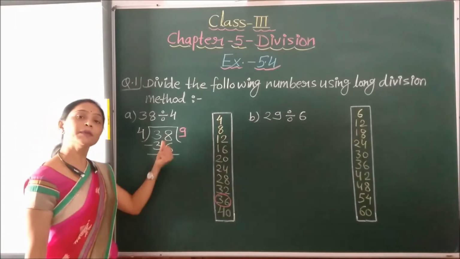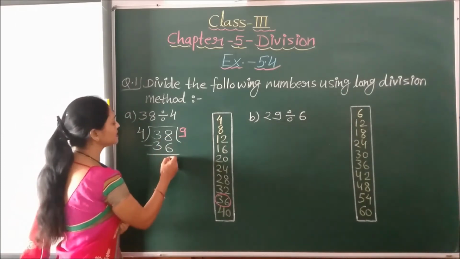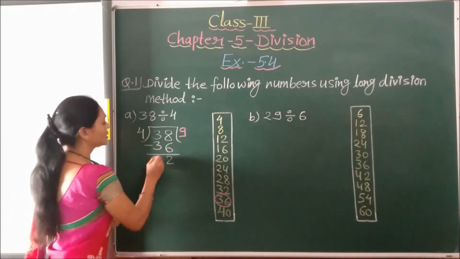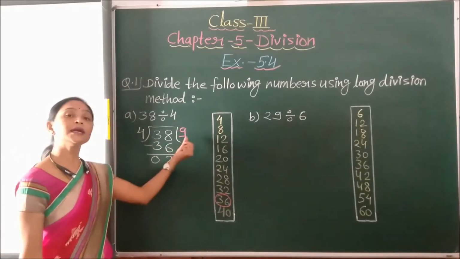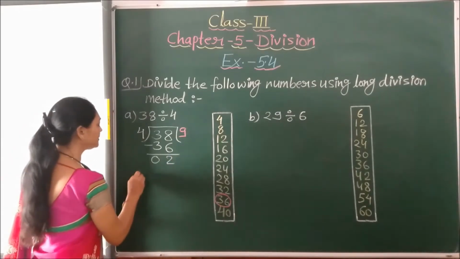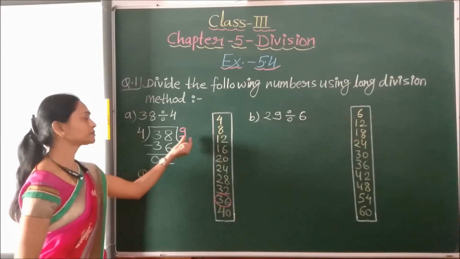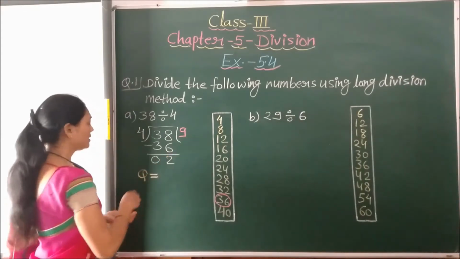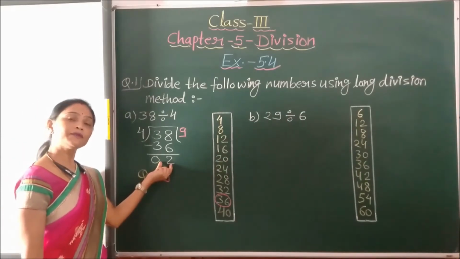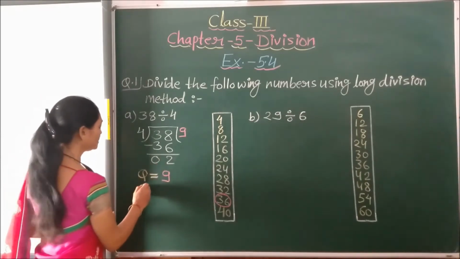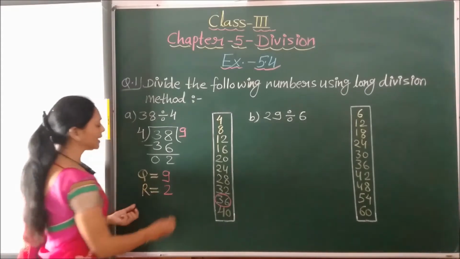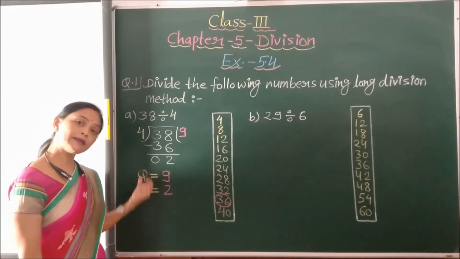So 8 minus 6 how much? 8 minus 6 is 2, and 3 minus 3 is 0. So now we have to write the quotient and remainder also. So what is the quotient here? See, quotient is this 9, and the remainder, how much is left after division? 2. So this is the remainder, that is 2. So like this we have to write quotient and remainder also.